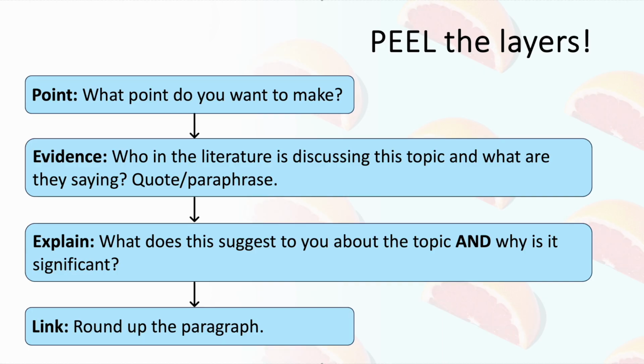Use PEEL paragraphs. What point do you want to make at the start of the paragraph? Now, who in the literature is discussing this point and what are they saying? You can use a direct quote, or because you're level 7, it's probably stronger to paraphrase, to put it into your own words to show how you have understood and interpreted it. Now explain what this suggests to you and why it's significant, and then wrap up your paragraph. Typically in the link, I use phrases like overall or ultimately or as a result.